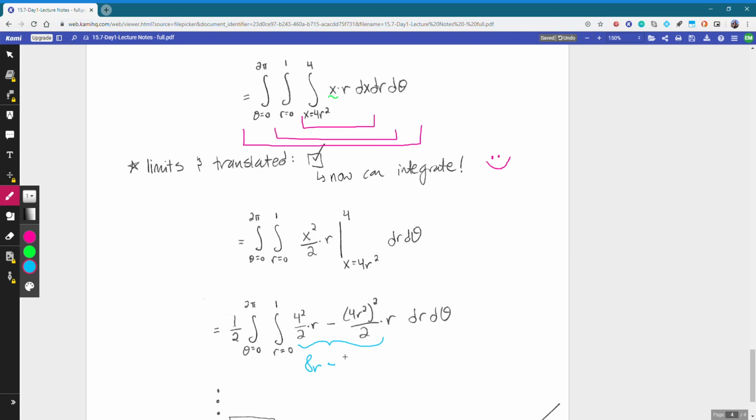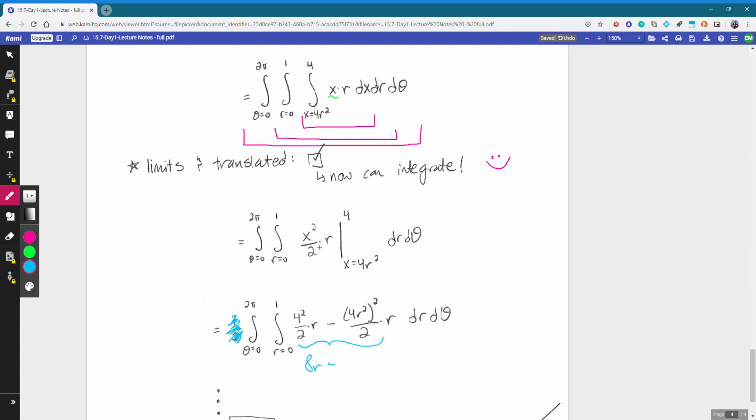Oh, I just realized something. I was planning on taking this over 2 and pulling it out as a 1/2, but I forgot to adjust what I had inside, and so scratch that. If you were confused about that, then good job. That shouldn't be there. Okay, here we go. So yeah, ignore that.